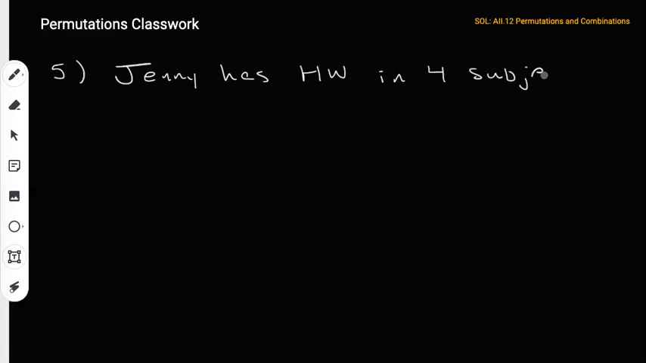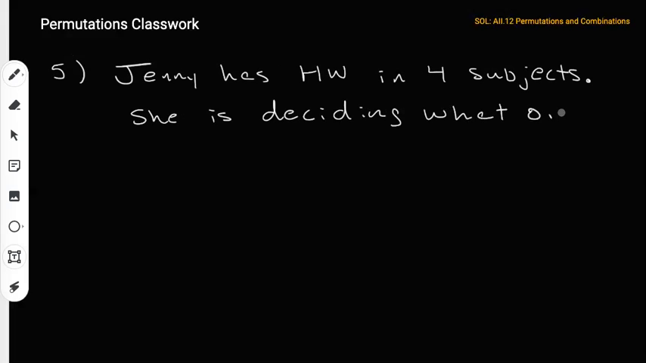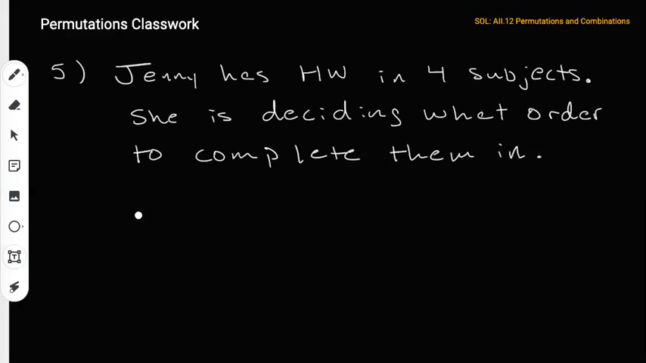Okay, let's do 5. 5 says Jenny has homework in 4 subjects. And she's trying to decide what order to complete them in. So she is deciding what order to complete them in. So what is our total number? Our total number is 4.